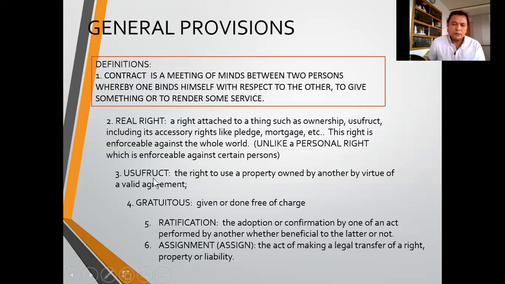Another definition, the usufruct. What is usufruct? Usufruct is the right to use a property owned by another by virtue of a valid agreement. So there is an agreement, or a contract, between the owner and that person who's given the right to use the property. So that is usufruct.